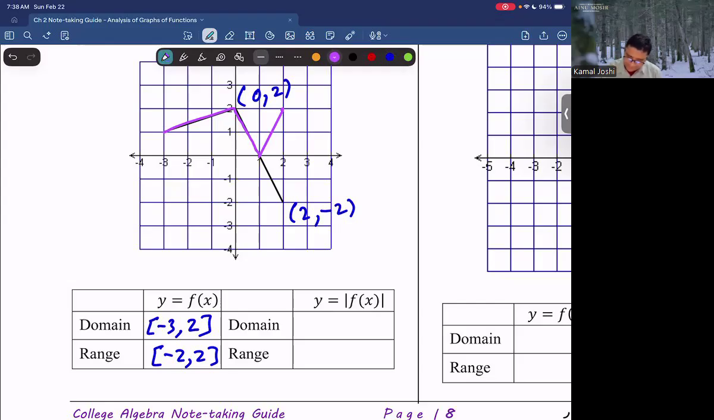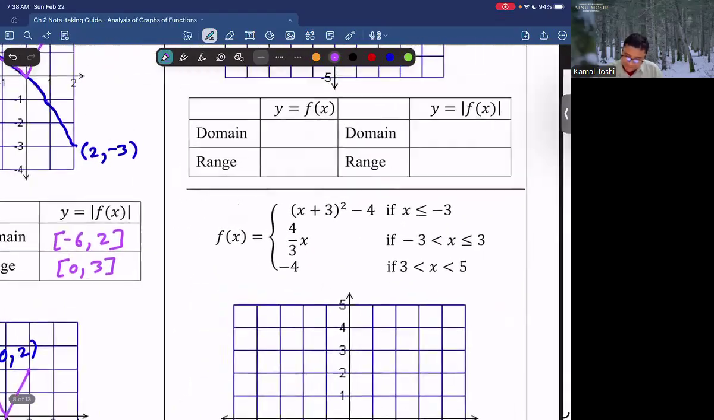In the absolute value, the domain is the same. Copy it. The range minimum starts at 0. The maximum is the opposite of the minimum. The opposite of -2 is 2. Okay? All right.